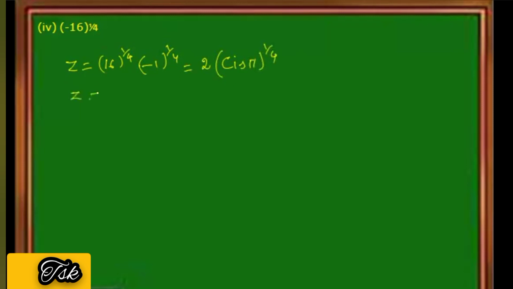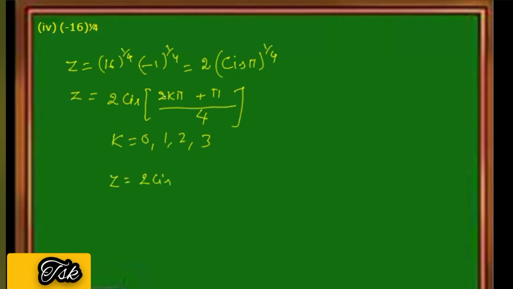So the formula for this is 2 into cis((2kπ + θ)/n), where n is 4 and theta is π. So for k equal to 0, 1, 2, 3, the power is 1/4, so it will have 4 roots. The roots of this are 2 cis(π/4) for k equal to 0, 3π/4 for k equal to 1, cis(5π/4) for k equal to 2, and then 7π/4.